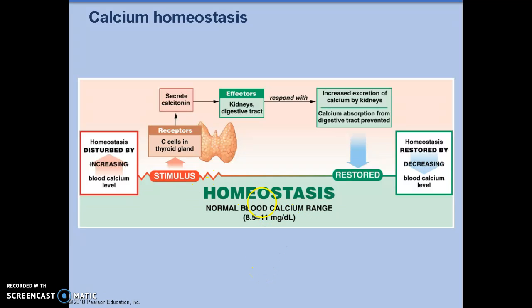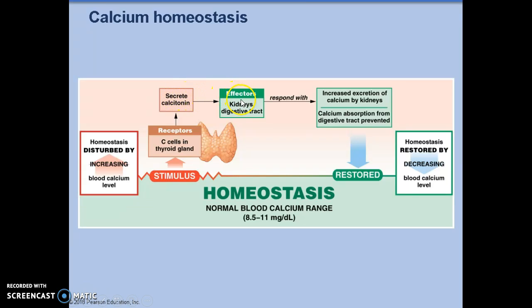So if you look at this, it took me a second to figure it out, but homeostasis is disturbed by increasing blood calcium levels. So the blood calcium levels are going up in the blood. Calcitonin is secreted by the C cells to lower the blood calcium.